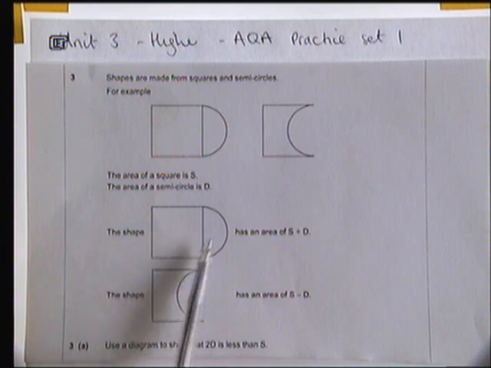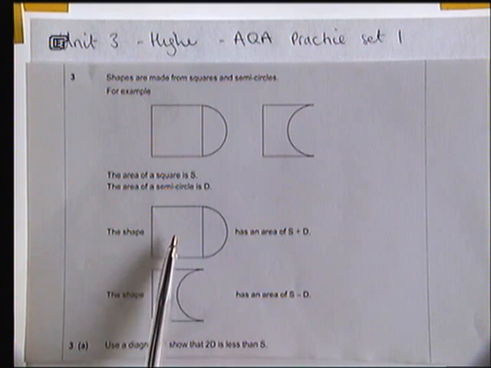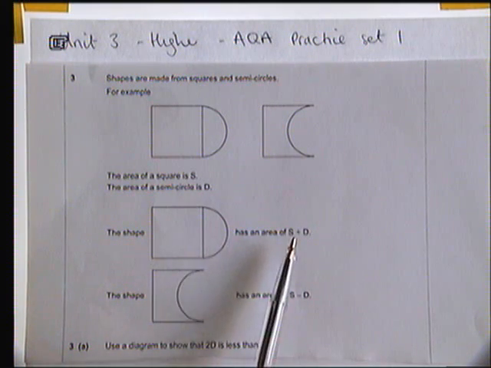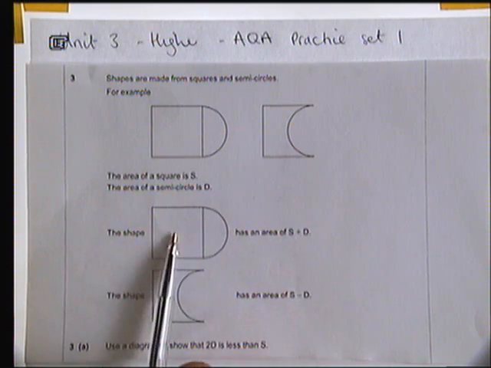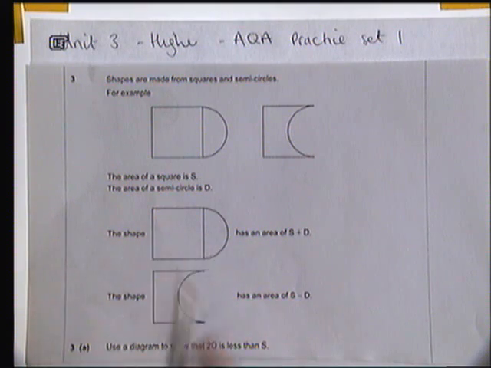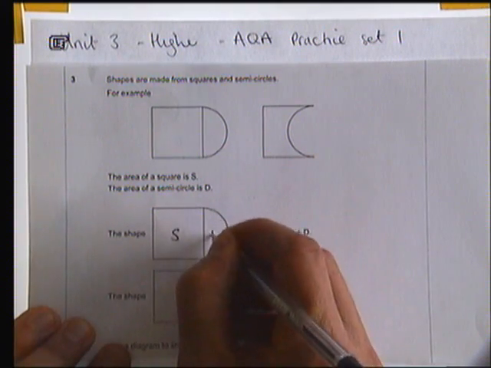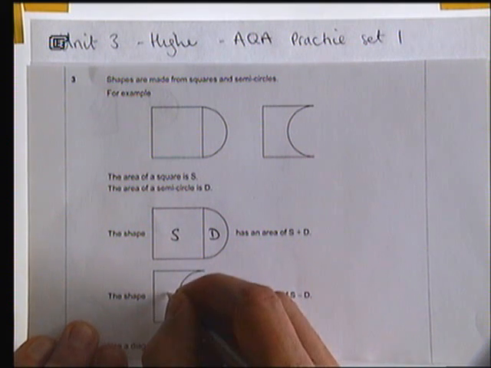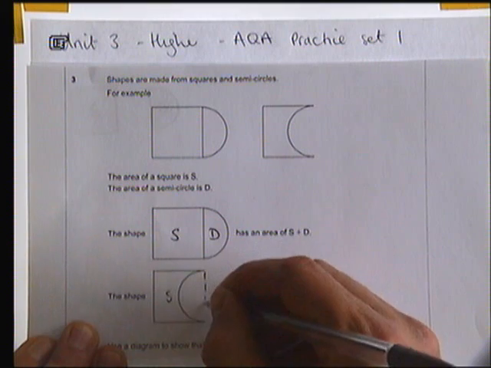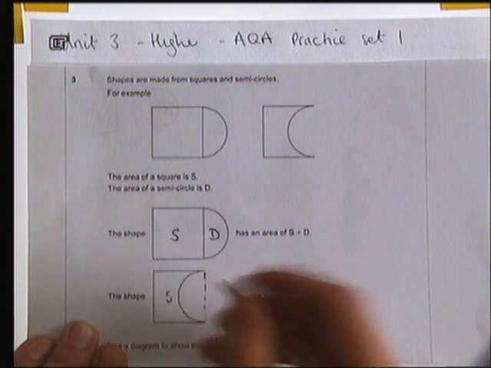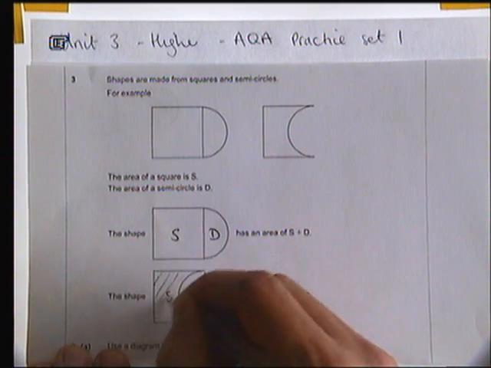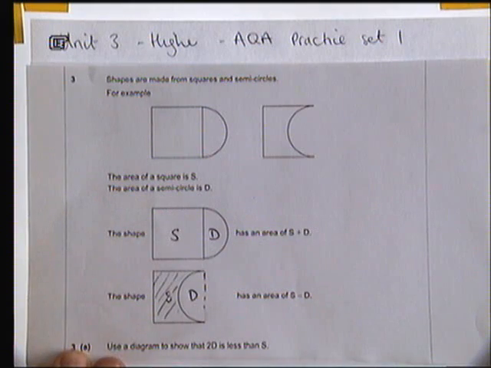And you have a look at these two shapes. This one has an area of a square plus semicircle, which we're representing with the letters S and D. Square plus semicircle. S plus D. And this area is the square take away the semicircle. So the remaining area would be S minus D.